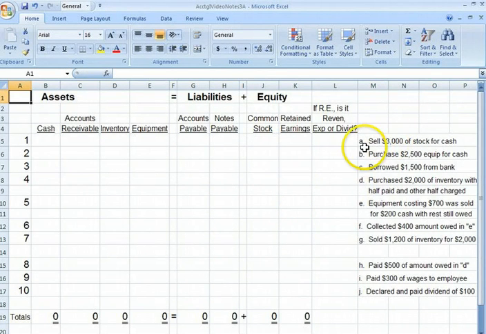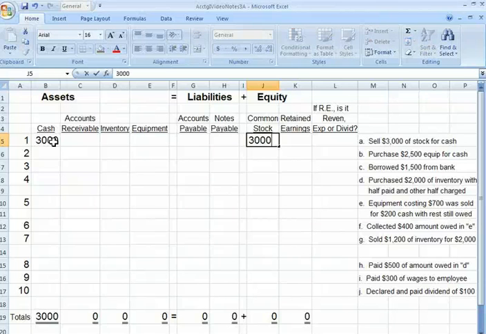The first transaction, transaction A here, says let's assume the company sells $3,000 of stock for cash. How is the accounting equation affected? Well, cash goes up by $3,000. And who has a claim to that cash? That would be the stockholders. So the stockholders' claim to cash, because they contributed that capital, gave money to the company to help it get started, would be recorded in a common stock account.